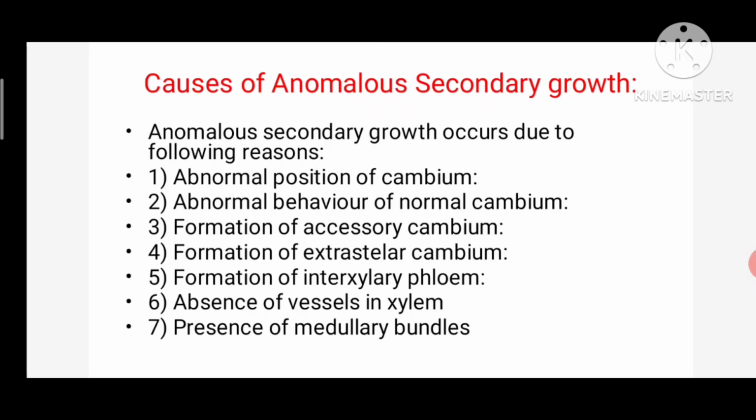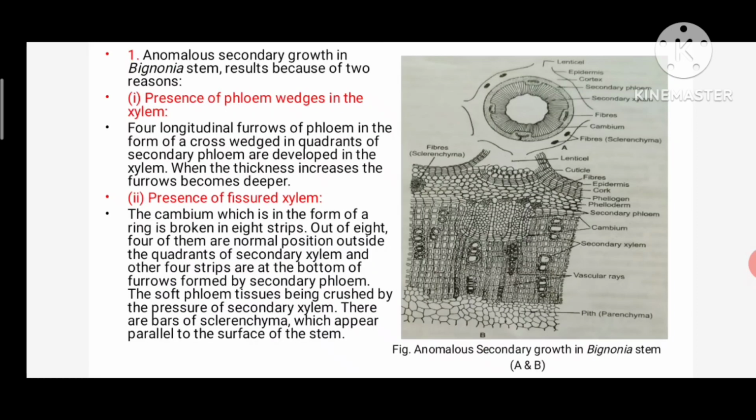Number 5, formation of interxylary phloem. Number 6, absence of vessels in xylem. Number 7, presence of medullary bundles. Number 1, anomalous secondary growth in Bignonia stem results because of two reasons. Number 1, presence of phloem wedges in the xylem.